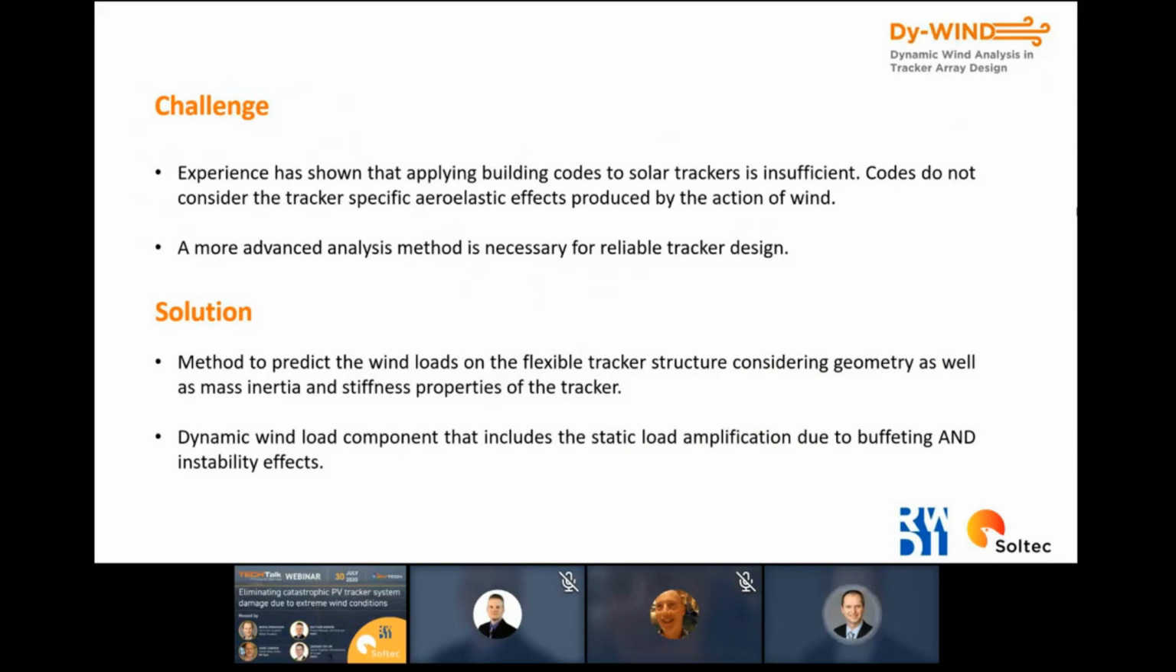Darwin can predict wind loads on the flexible tracker structure, taking into account its geometric and dynamic properties like length, cross-sections of the members, stiffness, mass, inertia, and so on, which can change from project to project. The obtained wind load includes a dynamic part that increases the static wind load due to resonance effects and instability.